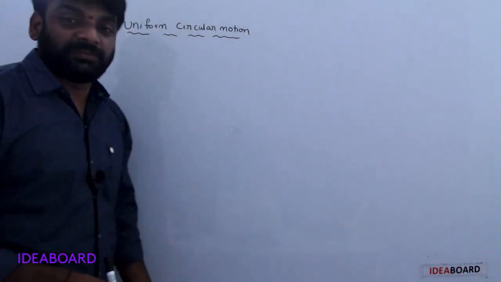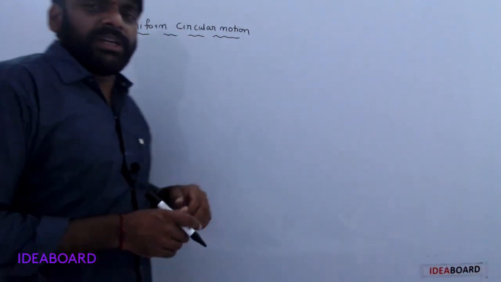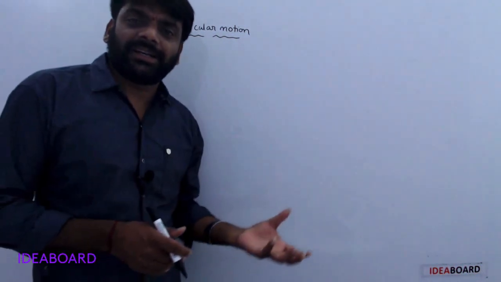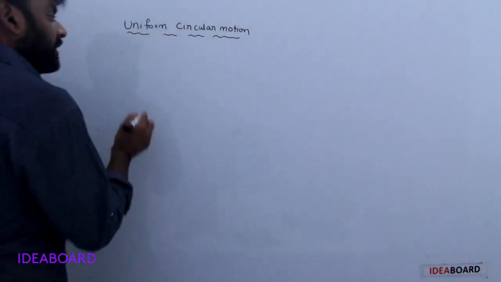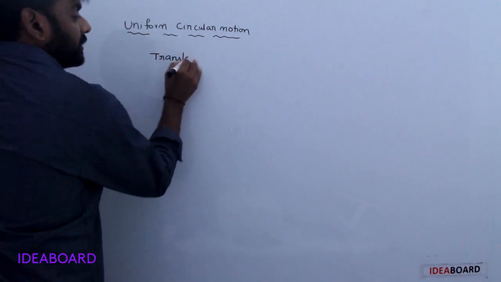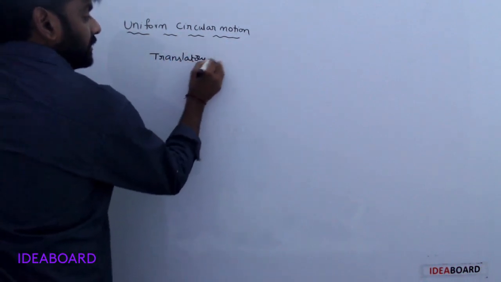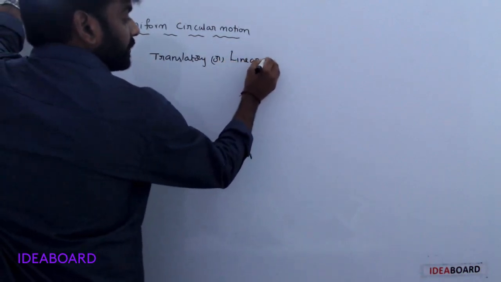Hi students, today our topic is uniform circular motion. Okay, already we discussed translatory or linear motion. Translatory or linear motion is over.